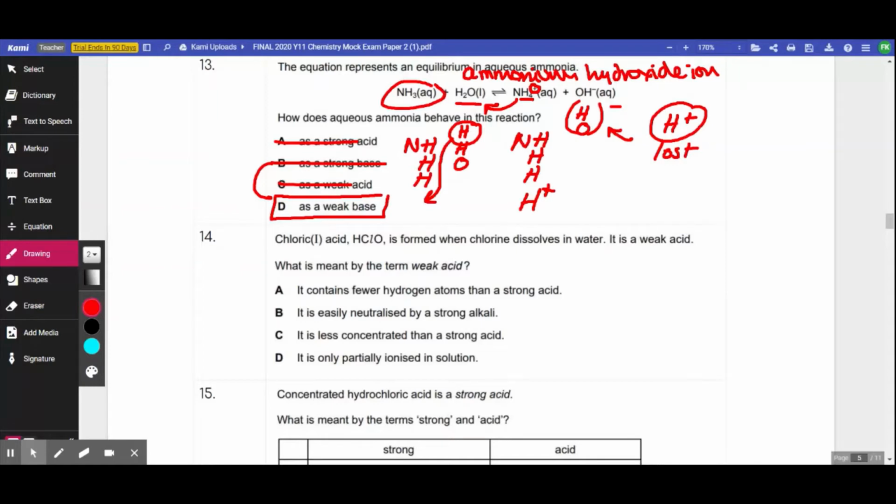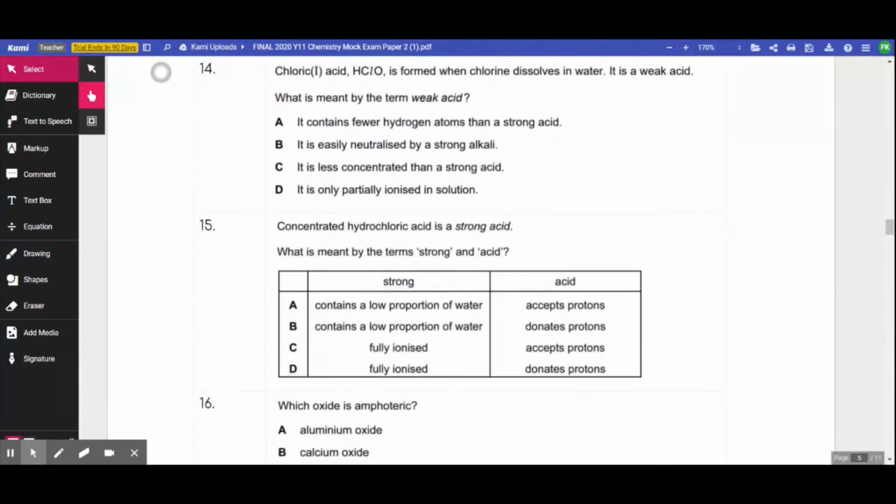So let's get to this one, and you'll be forgiven for thinking that this question 14 is a tough one, because it starts off with something perhaps a little bit unfamiliar compared to other chemicals that you could be asked about. It starts off with chloric(I) acid. I'll let you read that. Pause the video if you need to.